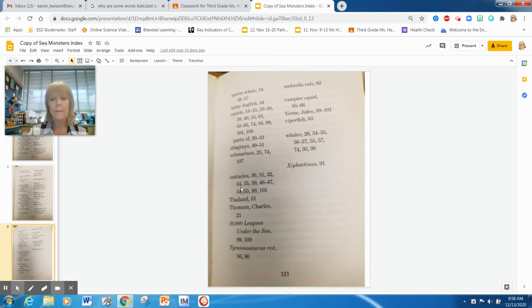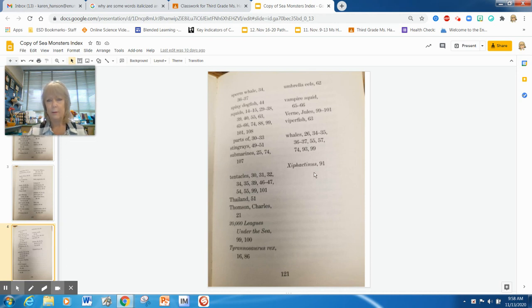All right. The other thing that we want to look at in an index is that you're going to find words that are italicized. See how they're leaning a little to the right there? Italicized words in an index are words that are the proper names or places of what the book is talking about. So, for instance, 20,000 Leagues Under the Sea is a proper name because it is the title of a book.